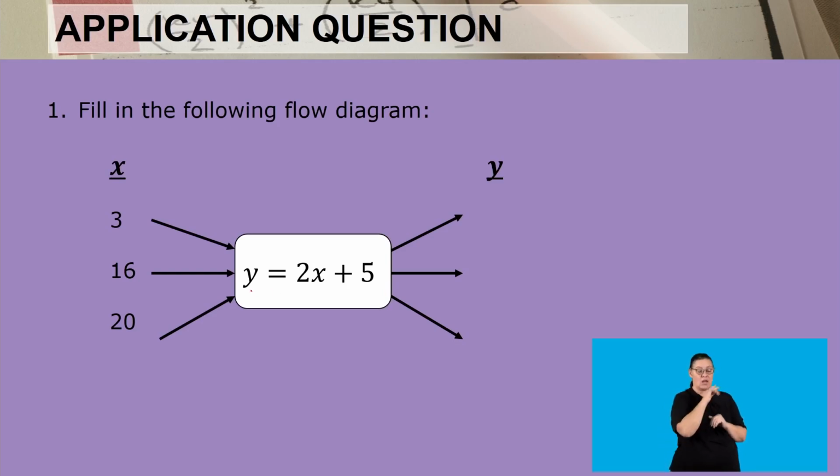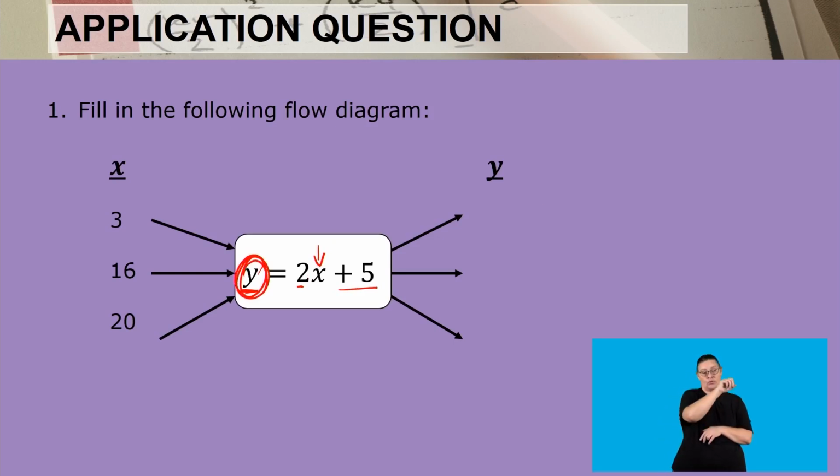So the rule says y is equal to 2x plus 5. Now what does this mean? It means that for us to get the output value, we need to multiply the input value by 2 and then add 5. And that's how we are going to get our output value, which is our y.